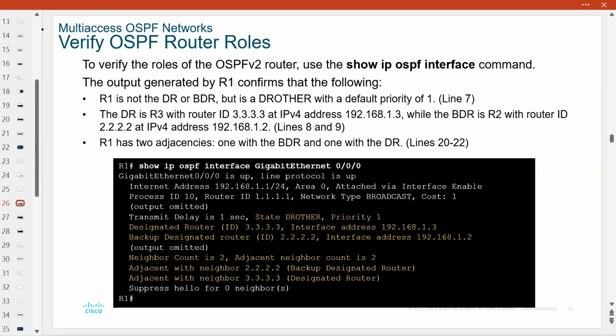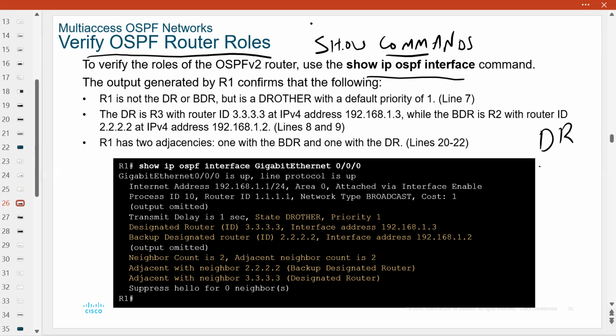Verifying OSPF router roles: show commands. It's very important to understand how show commands are used in a network. Very important. Show commands. I will repeat this again and again. So if we use show ip ospf interface brief, we can verify the roles of routers in the network. And what are the roles we are talking of? What is the DR? What is the BDR? And what is the DR other? Those are the roles of OSPF routers.